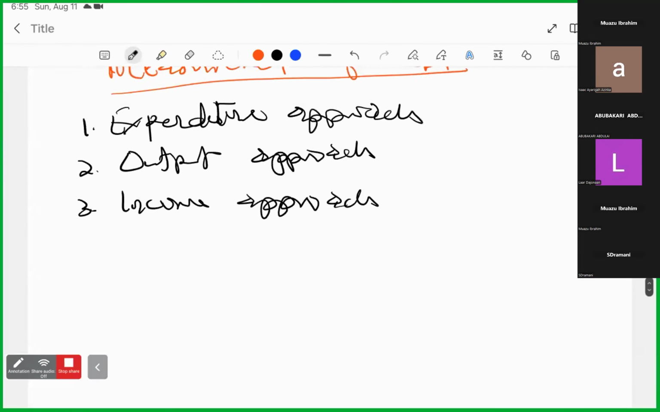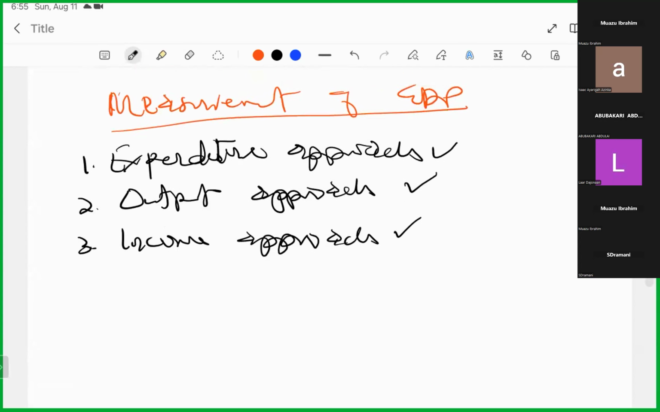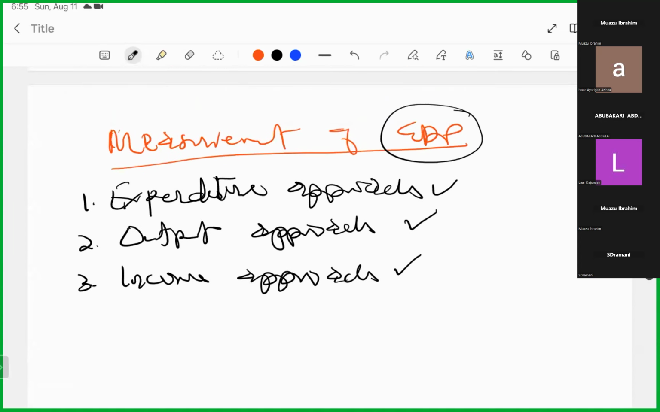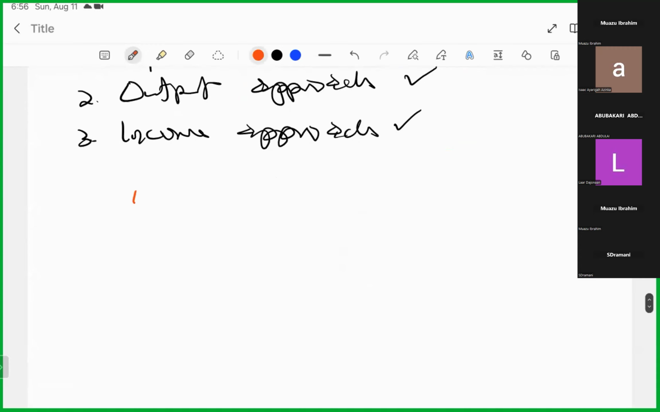So we have the expenditure approach, we have the output approach, and we have the income approach. So these are three ways of measuring the market value of a country's GDP. Now let's look at the expenditure approach. So that is the approach that we are going to use. Let's look at the first approach, the expenditure approach.